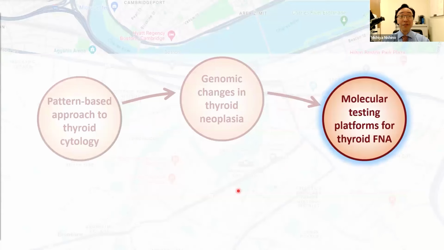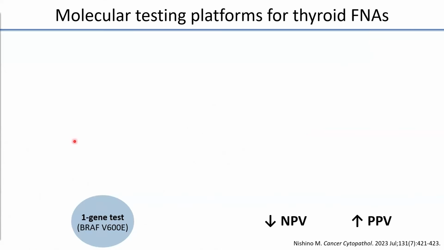All right, so that brings us to the final part of this webinar, where we'll briefly discuss the different molecular testing platforms that are used for thyroid FNA samples, starting with single gene testing for the BRAF V600E mutation. Single gene testing for BRAF V600E has a high specificity and high positive predictive value for papillary carcinoma, but it's limited by a low negative predictive value because the absence of this mutation does not rule out malignancy.